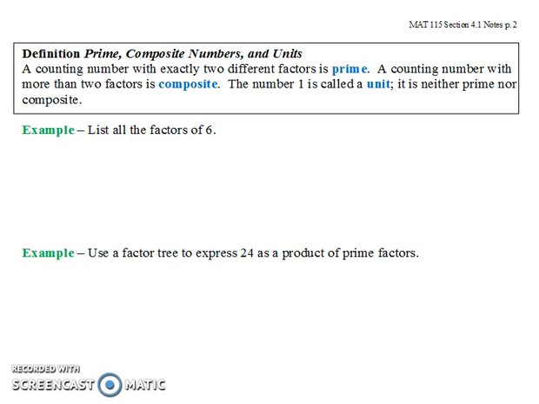We're going to list all the factors of 6. When we list all the factors of 6, we have 1, 2 is a factor of 6, 3 is a factor of 6, 3 times 2, and then there's 6. So there are 4 different factors of 6. Is 6 prime or composite? Well, clearly 6 is composite since it has more than 2 factors.